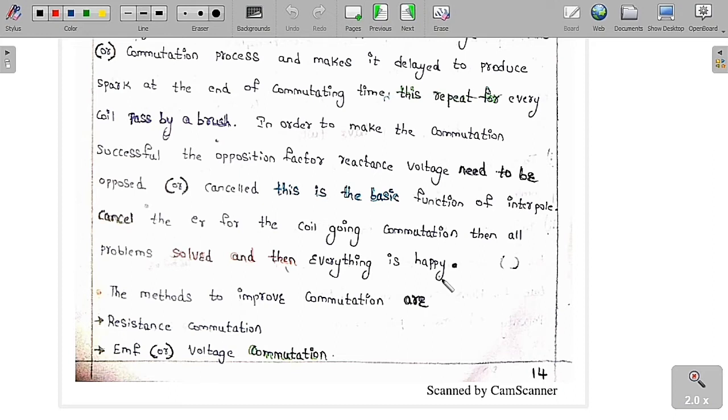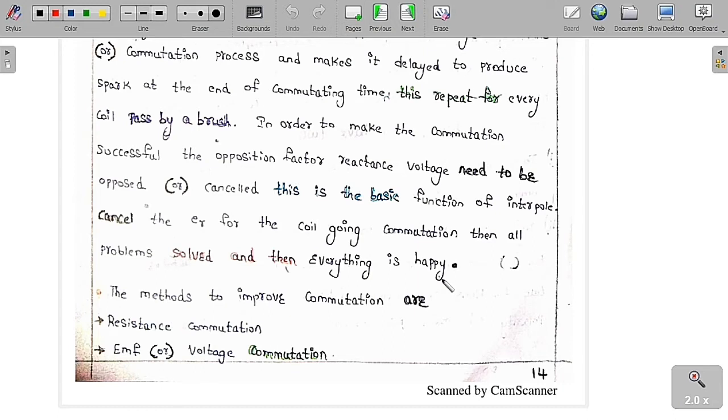The process of current reversal in the coil, which is when it gets short circuited in the brush, is called commutation. The time taken for the brush to move from one segment to the other is called the commutating time Tc. In this period, the coil remains short circuited and the current reversal must happen. So in the commutation time, the coil is short circuited and the current direction should change in this time only.